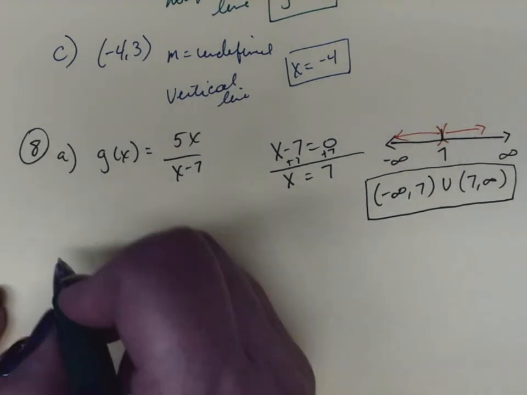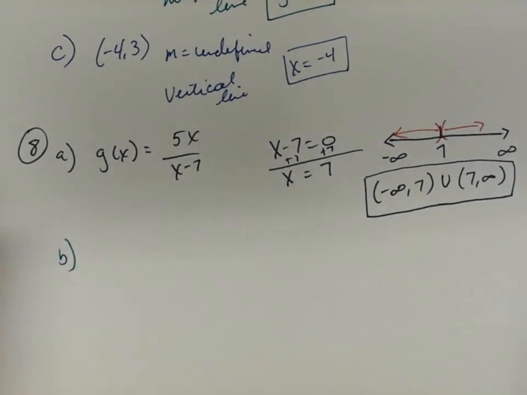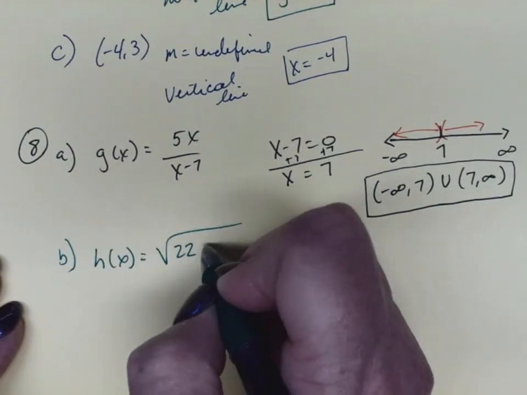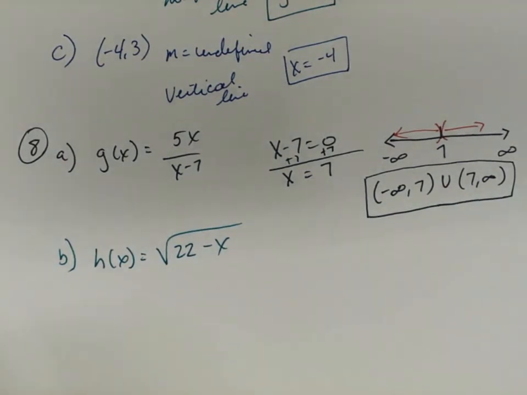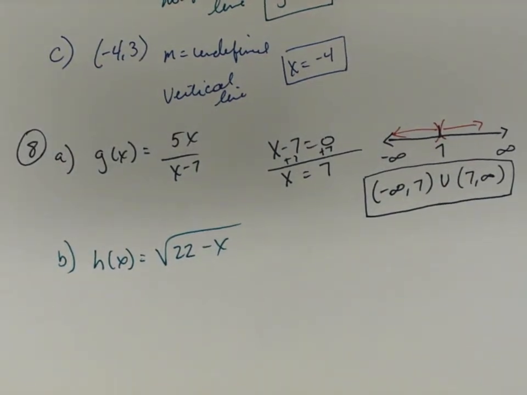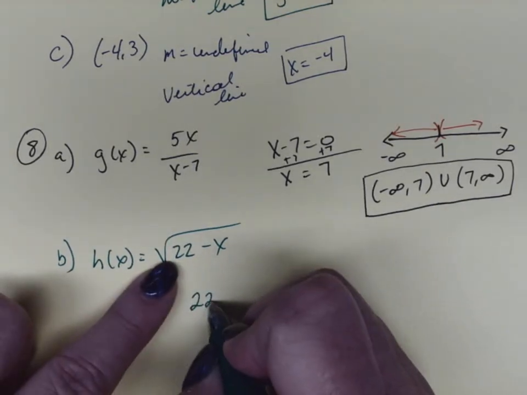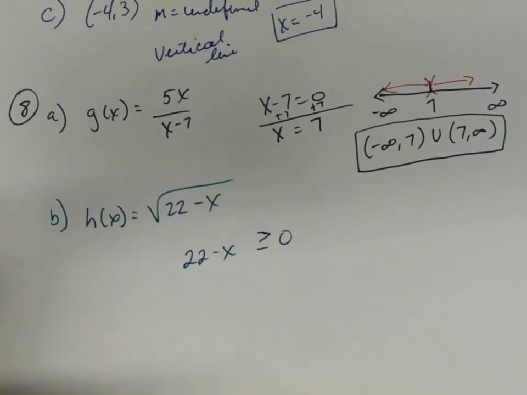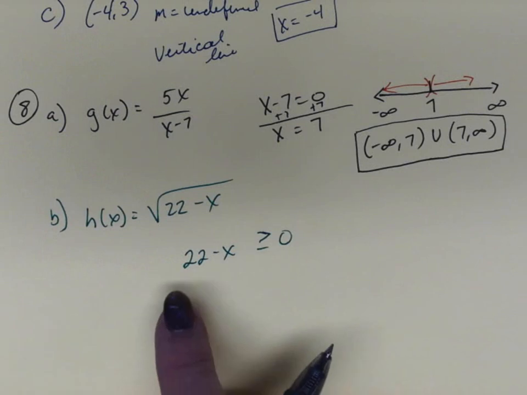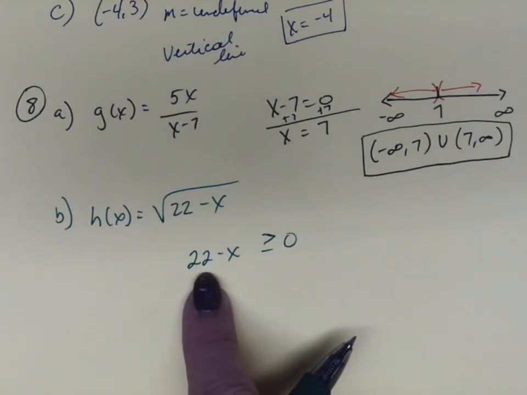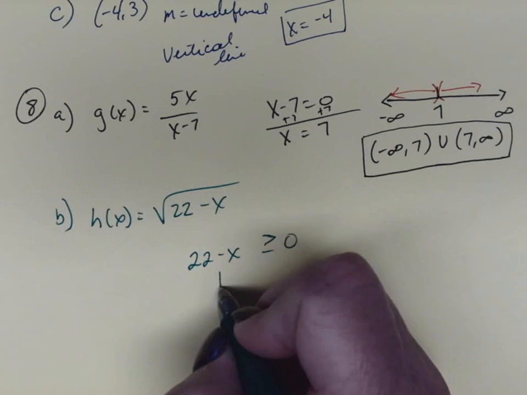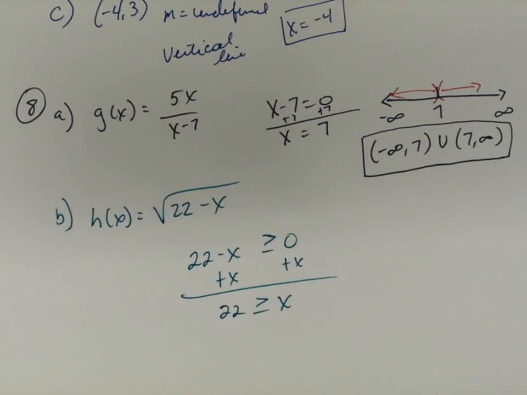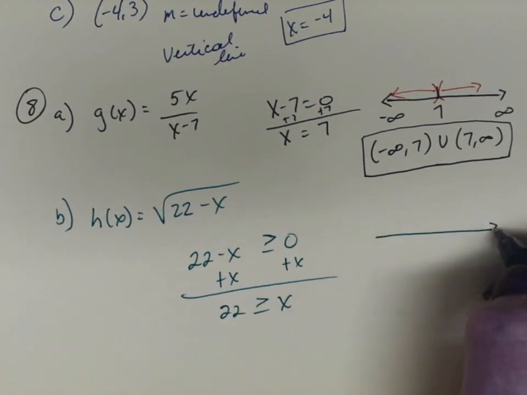All right, let's look at B. For B, we are given h of x is equal to the square root of 22 minus x. So this is where we can't take the square root of a negative. We're going to take what's inside the radical and make it greater than or equal to 0. I can take the square root of 0. The square root of 0 is 0, so that's okay. But I can't take the square root of a negative. To solve this, I'm just going to add the x to both sides and get 22 greater than or equal to x. And then I'm going to do my interval notation again.